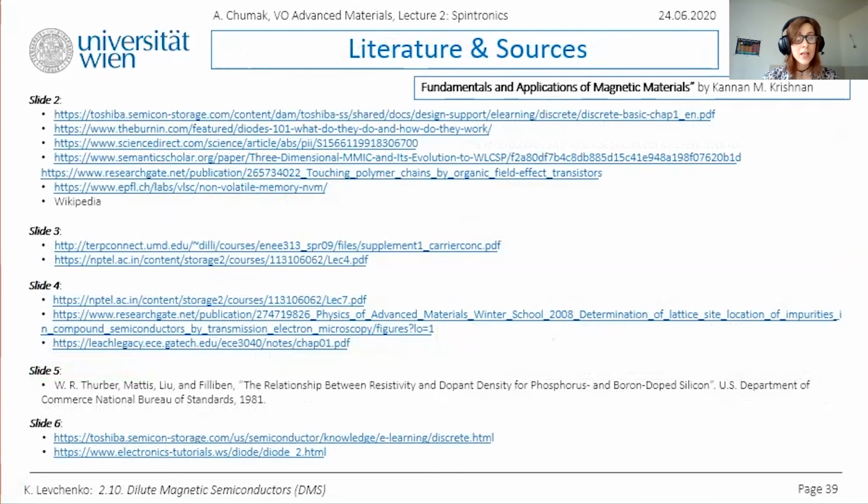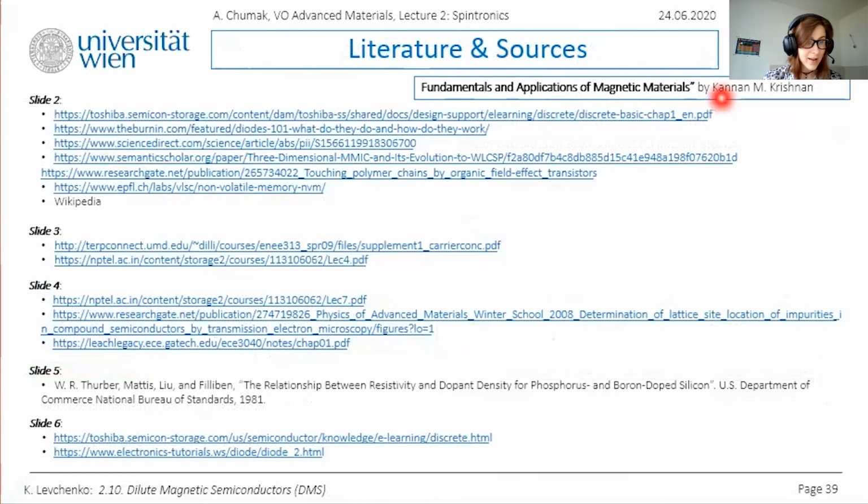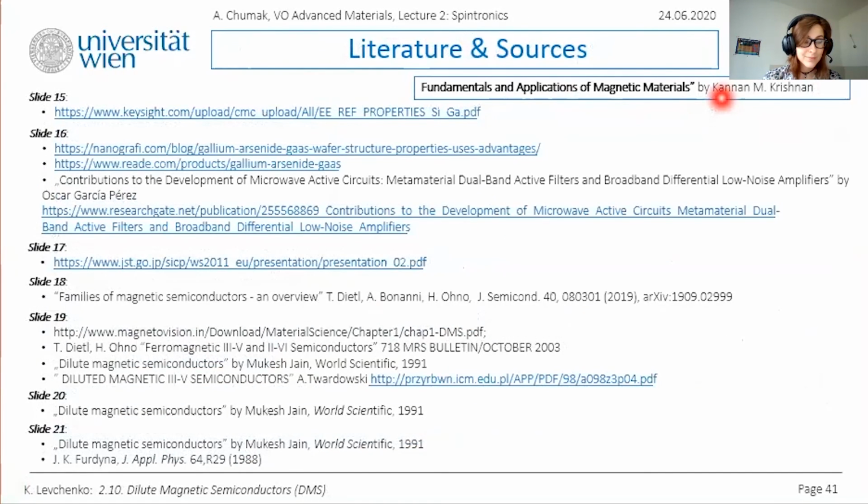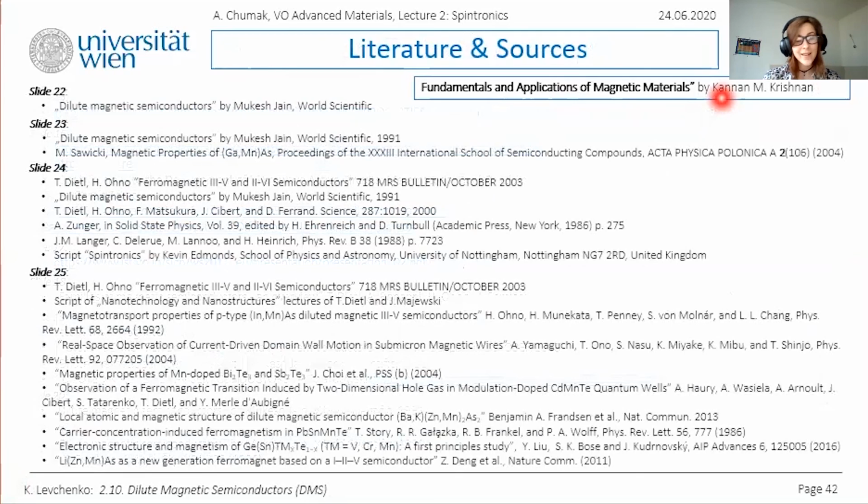And the last slides are dedicated to the literature. Of course, in all my investigations, the basis for the theoretical phenomena was taken from Fundamentals and Application of Magnetic Materials by Kannan Krishna, and all the others are presented here.